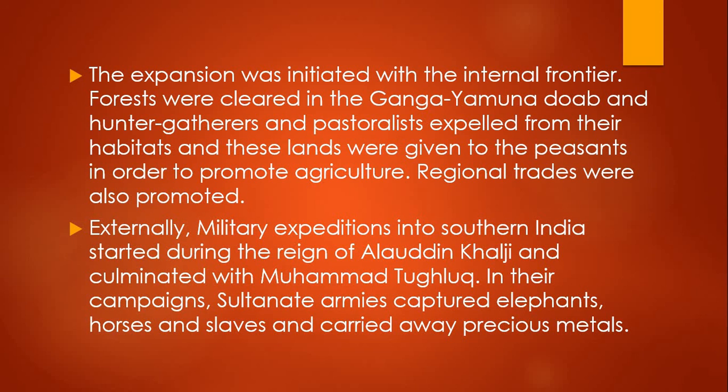Externally, military expeditions into southern India started, particularly with Alauddin Khalji and Muhammad bin Tughlaq. They campaigned and captured elephants, horses, slaves, and carried many precious metals from South India to North India.